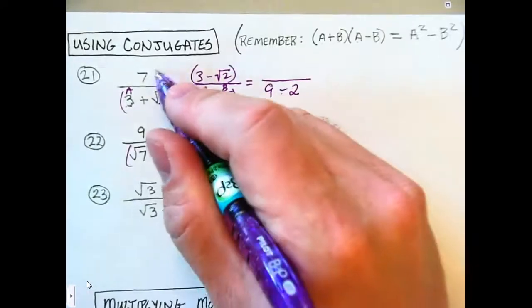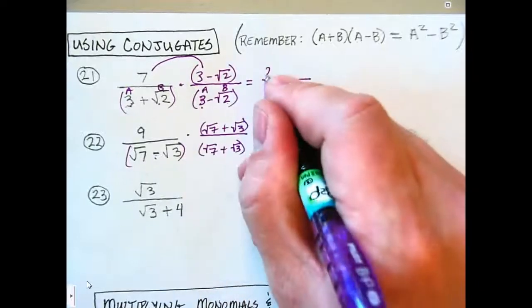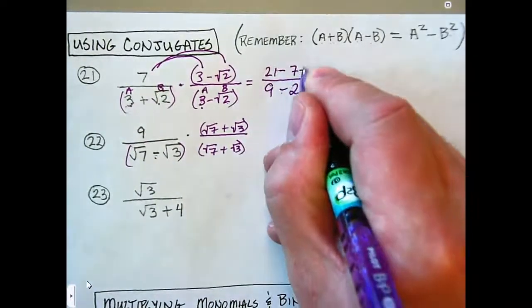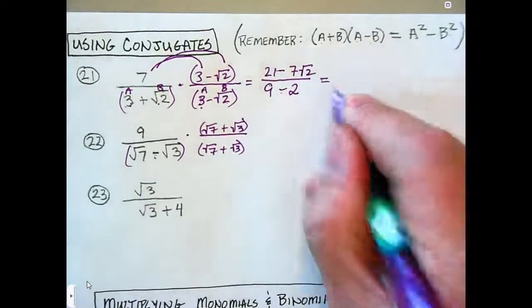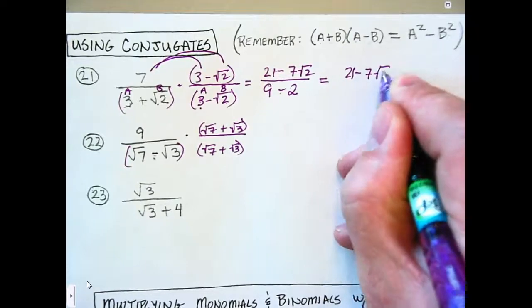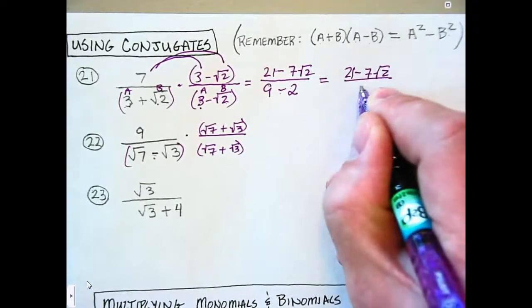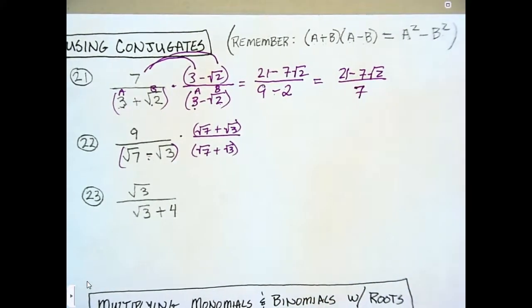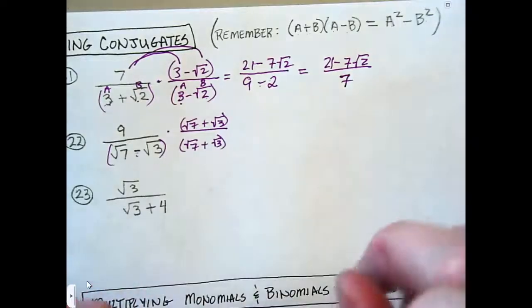And then on top, we have to distribute. That's 21 minus 7 root 2. Then simplify. We get 21 minus 7 root 2 all over 7. Okay, any questions up to there?